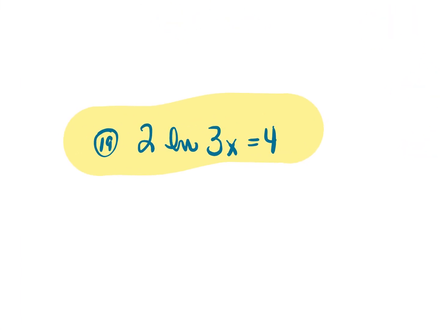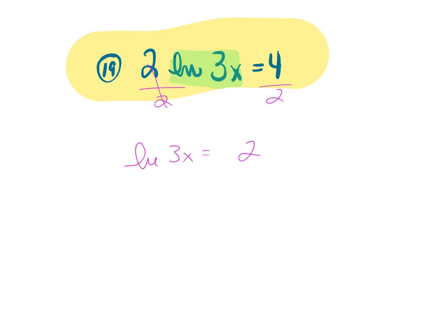What else did I highlight? Ooh, okay. This one's not too tricky. Let's highlight our log. I see ln. What's the opposite of ln? E. So I know at some point I'm going to use E. But is that ln all by itself? No. So what do I need to do? I need to divide both sides by 2. Perfect. So ln 3x equals 2.